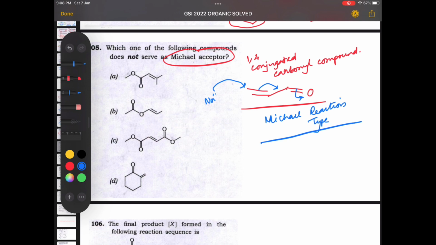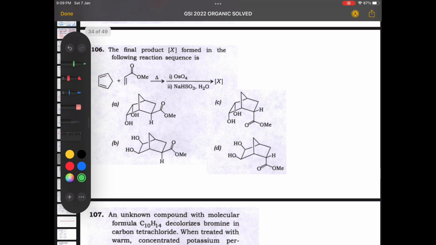Let us check the reagents given to us in the options. In the first case, it can undergo the attack. In the second case, we do not see any conjugation, so a 1,4 attack cannot take place. In the third case also, there are 2 ways it can take place, and in the fourth case also it takes place. So the one that does not serve is only the second option. Let us move on to the next question.